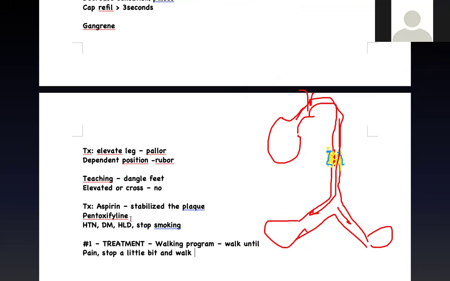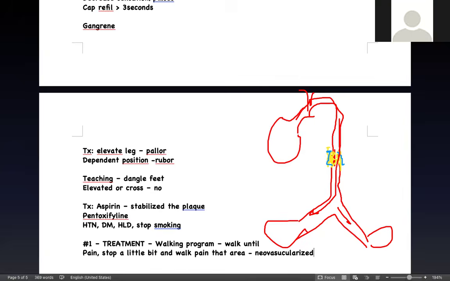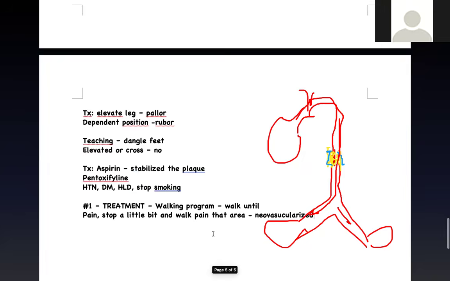And walk past that area. This will lead to neovascularization. So they're going to make new vessels, right? You're going to make new vessels. So this is something you have to tell the patient, to make new vessels. That's the teaching you provide them. That's peripheral arterial disease.